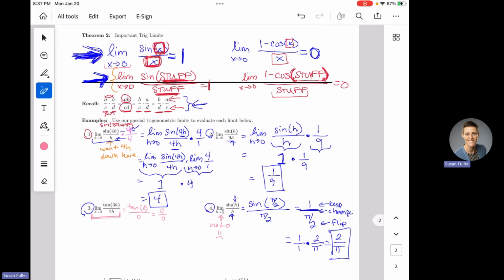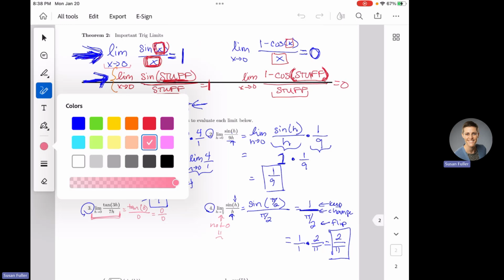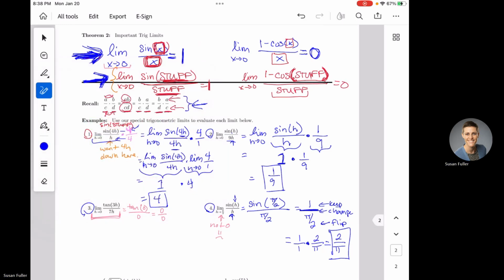Do we have any algebra that we can do? Anything from that toolbox that I gave you in section 2.5 that applies here? Yeah, we have some trig identities. What trig identities do you see in here? What would apply to this problem? Yes, the tangent of 3h, I can rewrite that as sine over cosine, right? Tangent is sine over cosine.